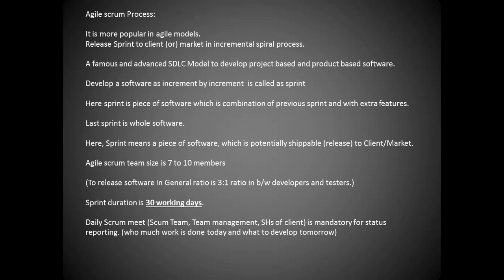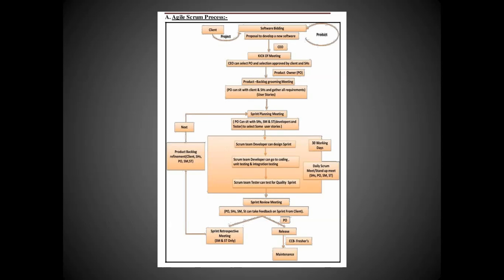Agile Scrum team size is 7 to 10 members. To release the software, in general the ratio is 3:1 between developers and testers. Sprint duration is 30 working days or else 15 working days, based on the variation from project to project. A daily Scrum meeting with Scrum team, management, and stakeholders or client is mandatory for status reporting: how much work is done today and what to develop tomorrow. Those are all things we'll be discussing in the daily Scrum meeting.